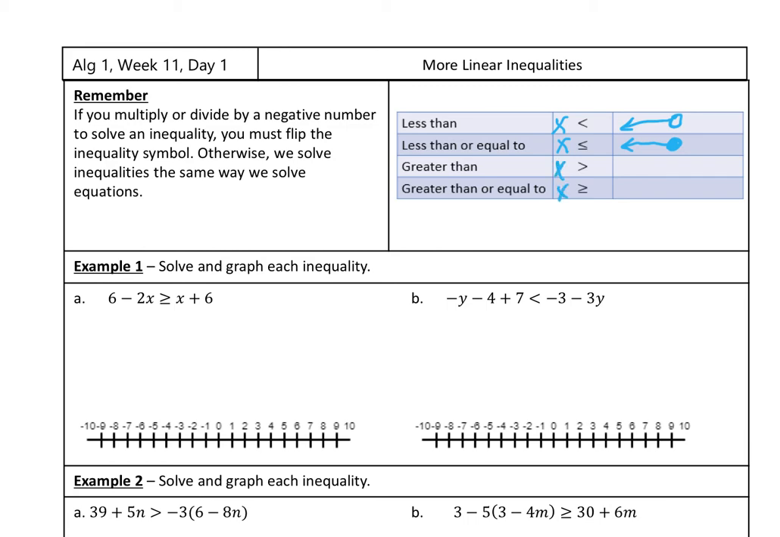So these would all have numbers on the right. That would tell us where the dot goes. Greater than goes to the right and has an open circle, and then greater than or equal to has a filled in circle and goes to the right.